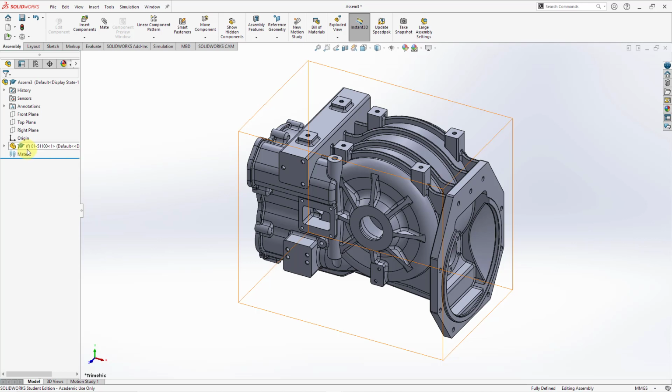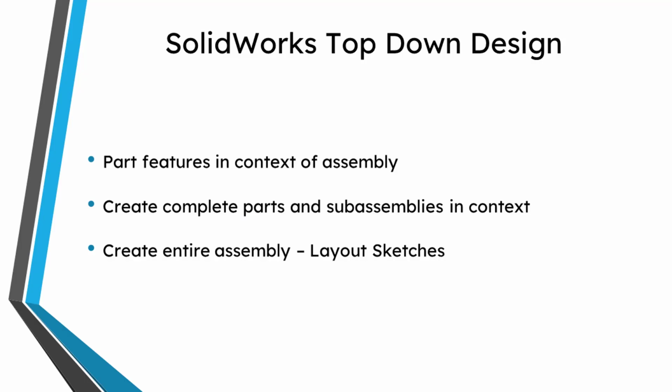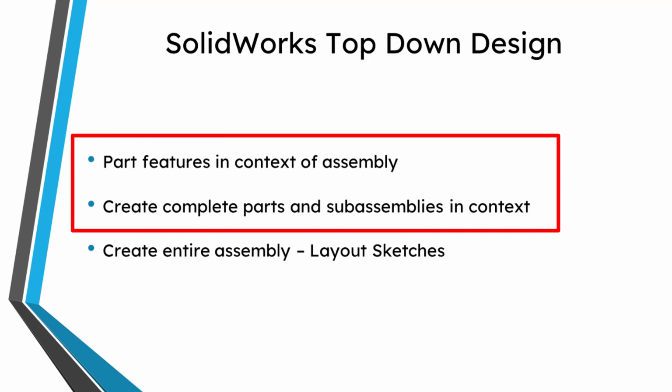Sorry if I mangled that name. The F in parentheses indicates that this component is fixed, but here I am in an assembly. There are three different methods that SolidWorks uses for top-down design. First, creating individual features in a model inside of an assembly, creating complete parts inside of the assembly and complete subassemblies as well. And the third method is creating an entire assembly using a top-down approach with a layout sketch. In this video, we will take a look at the first two methods that SolidWorks uses for top-down design.